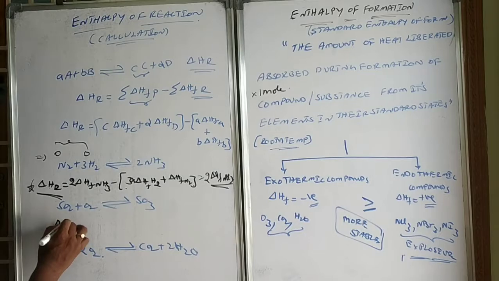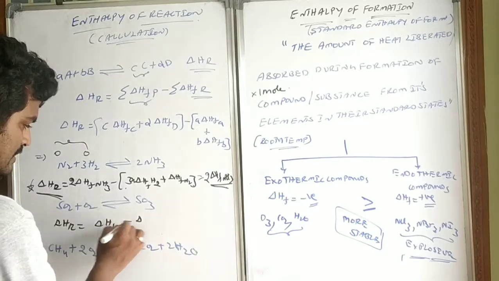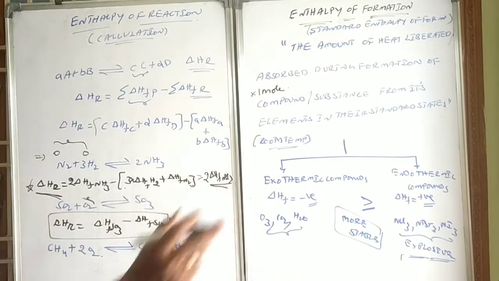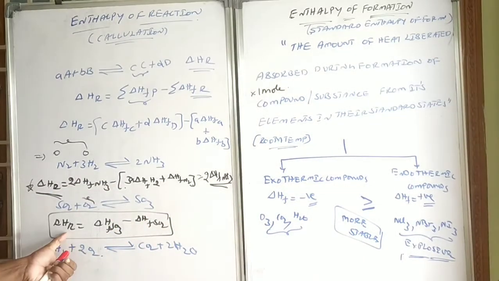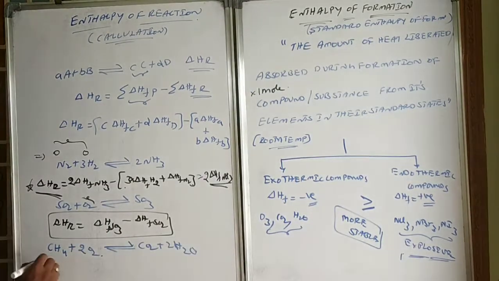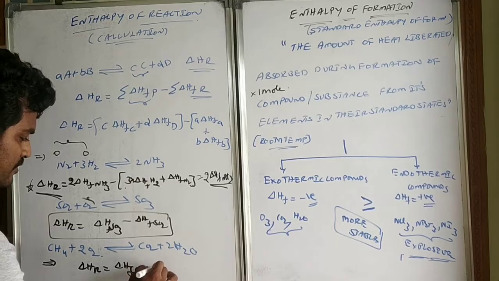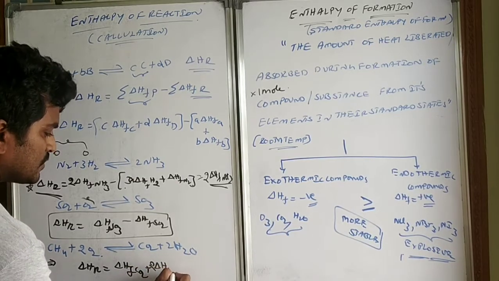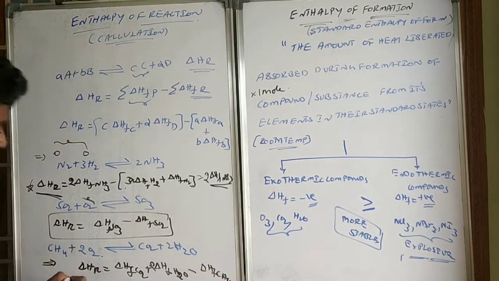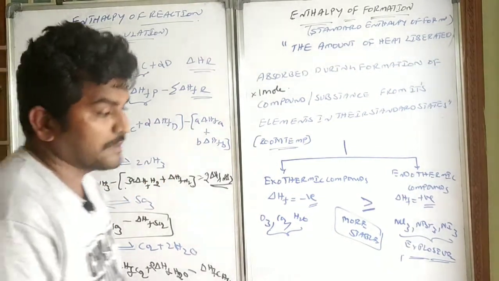For the next reaction, enthalpy of reaction equals enthalpy of formation of SO3 minus enthalpy of formation of SO2. The oxygen I didn't mention here, directly I am writing. So see, enthalpy of reaction they give you, one of the enthalpy of formation they will give you and another they will be asking you. And for the last one, enthalpy of reaction equals enthalpy of formation of carbon dioxide plus 2 into enthalpy of formation of water minus enthalpy of formation of methane. Like this, we can understand about the enthalpy of formation.